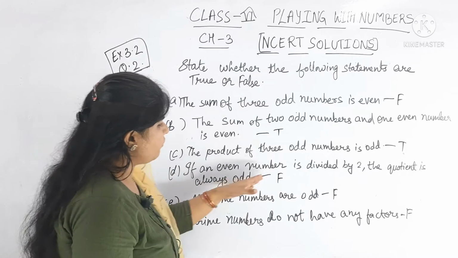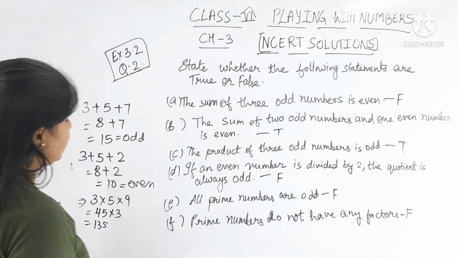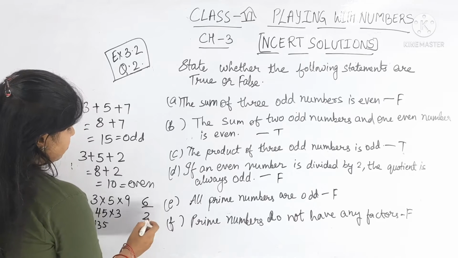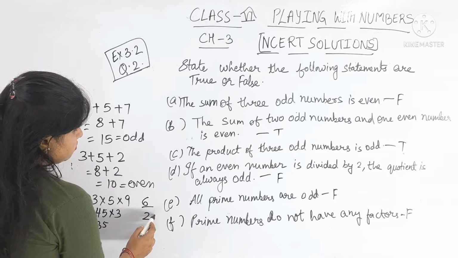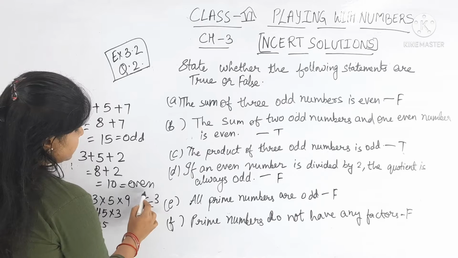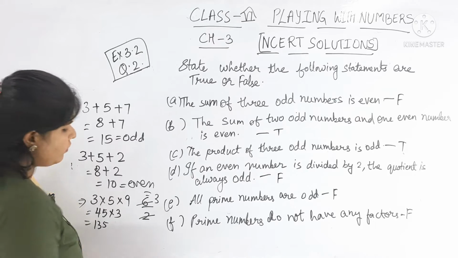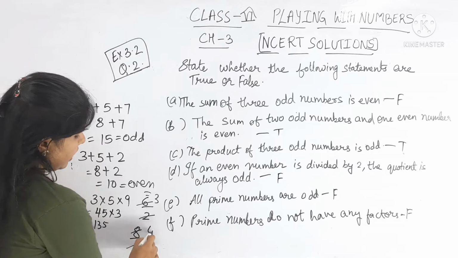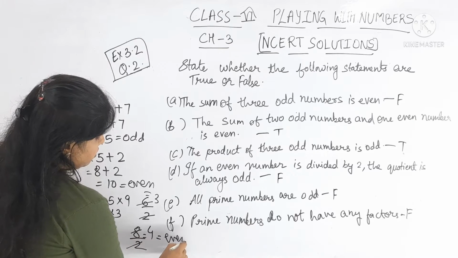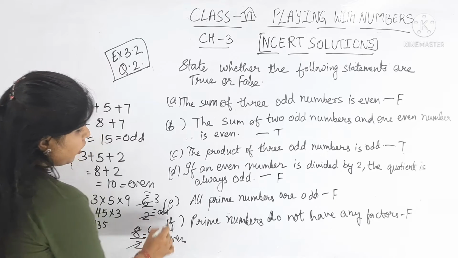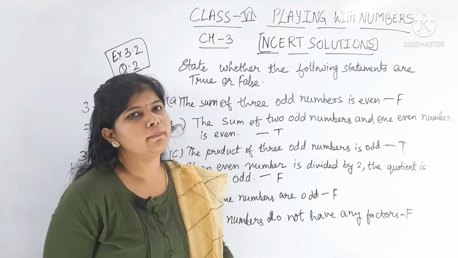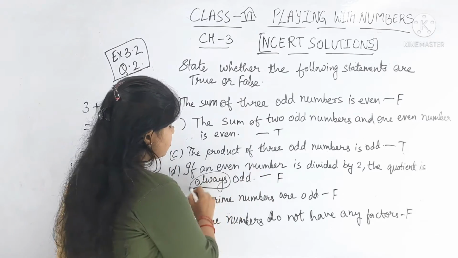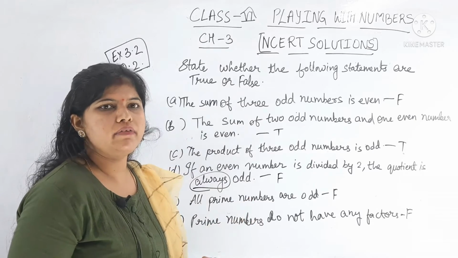Part D: if an even number is divided by 2, let's take the even number as 6. It is divided by 2, and I am getting 3. That is an odd number. Okay, if I take 8 by 2, I am getting an even number. So the quotient may be even or may be odd. Here it is written that the quotient is always odd. So it is not always odd, it may be even, it may be odd.